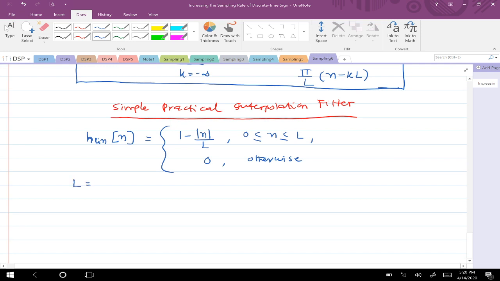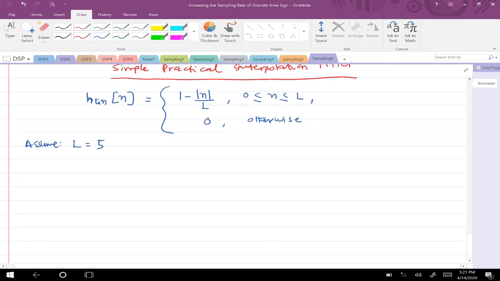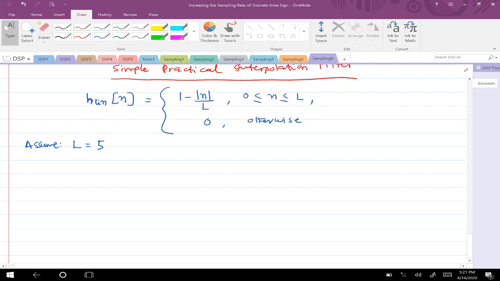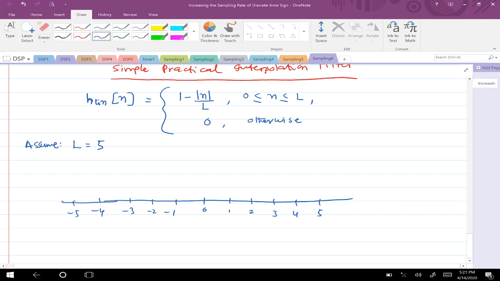Let's try to draw this so that you will realize that this is extremely easy to understand. So let's assume a value of L equal to 5 here, and let's draw how it looks like, on both sides of n. So it has value from 0 to L, that means here L equal to 5, so 0, 1, 2, 3, 4, 5. Similarly here -1, -2, -3, -4, -5. What is its value?